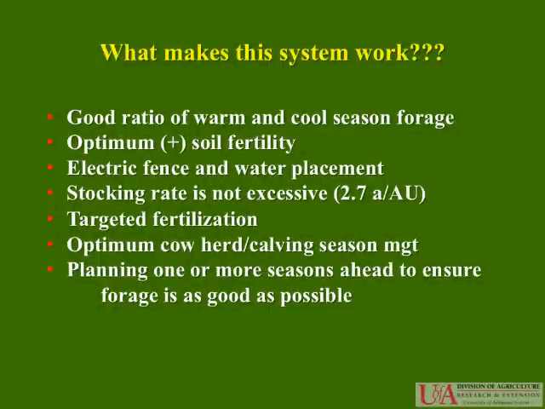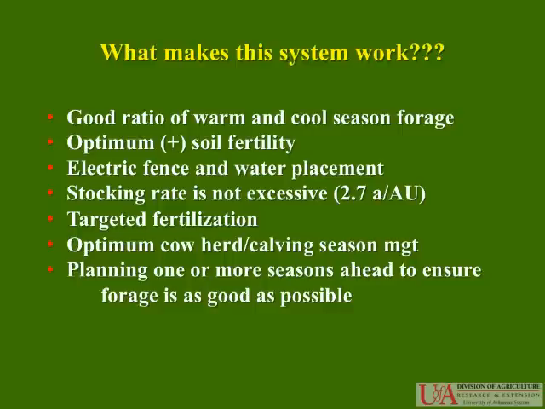What makes the system work? A good ratio of warm and cool season forages. Optimum soil fertility. Dr. Jennings mentioned we take soil tests every year and we strategically plan our fertilizer program. Electric fences and water placements. Stocking rate not excessive. We're at 2.7. I think that's the key. It's that stocking rate that allows us to keep those calves in the springtime after weaning to put that extra weight on those calves. And I think there's a lot of opportunity to do that to make a little extra money.